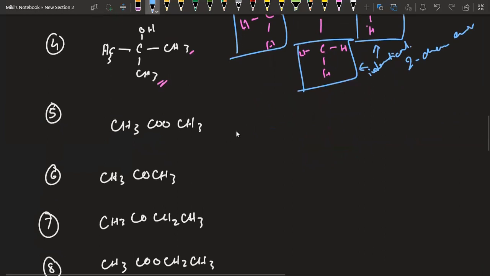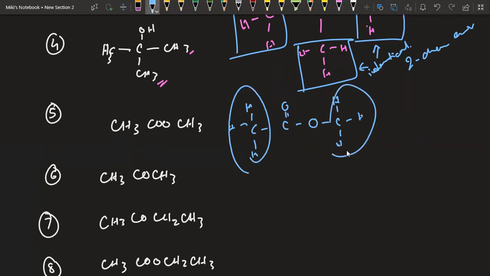CH3 COOCH3. Here we have CH3, C double bond O, CH3. Now you might be thinking, okay, this is CH3, this is CH3, so they are identical and this is one environment, and no more hydrogen is there. That means we have one environment here. But that's also wrong, because here we have 2 environments.